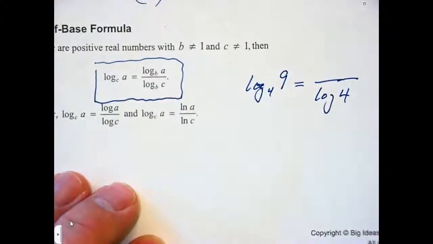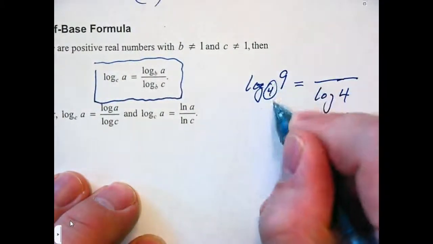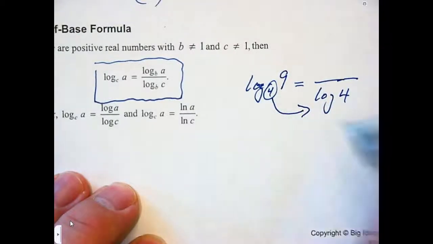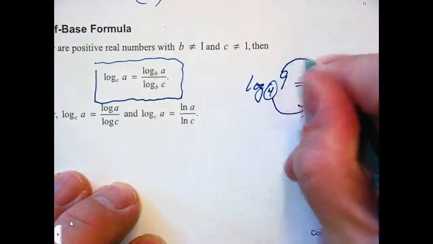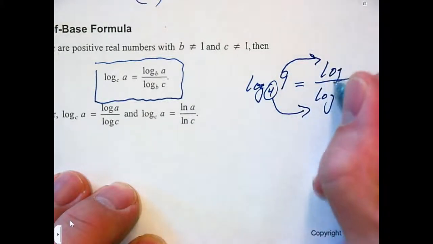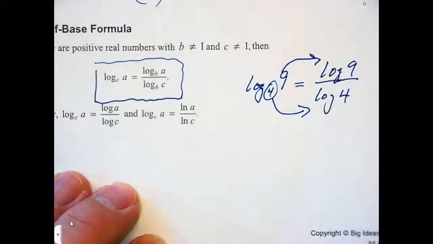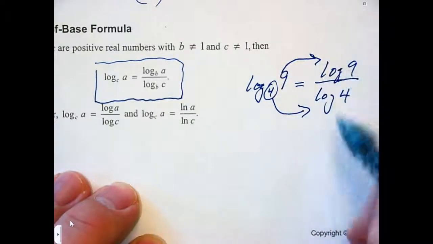So the bottom number goes to the basement. The base. Okay. And this one goes up here. Log of 9. Notice it is not log of 9/4. It's log of 9 over log of 4.